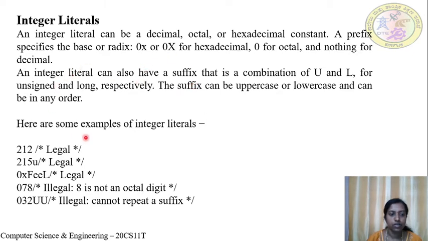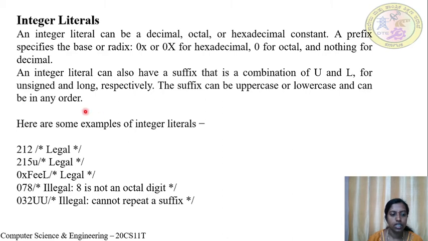Here are some examples of integer literals. 212 is legal because it is a decimal integer literal. It can contain only digits. Next, 215u is a decimal number with unsigned. Next, 0xFEEL is a combination of a suffix as well as a hexadecimal 0x.